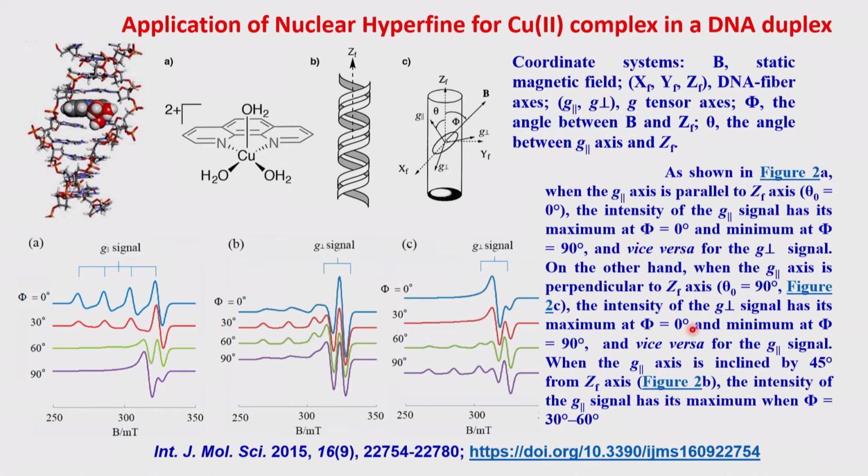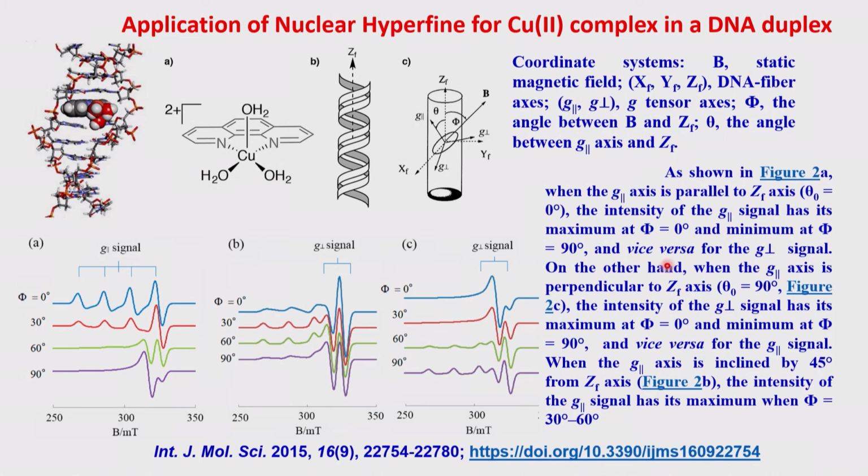It's not only that; you can also keep g parallel perpendicular to this, so theta is 90. Again, if you look at all the different phi values with respect to the field, then 0 will give the lowest, 30 is a little better, 60 a little better, and 90 much better. This kind of behavior explains the way your complex is oriented. The double helix is a different molecule, and this compound is put inside it. DNA doesn't have any paramagnetism, but because of this complex, you can understand how it is interacting with the DNA.